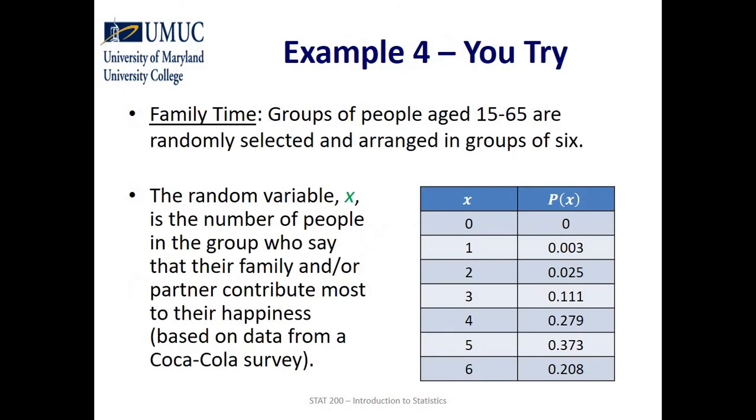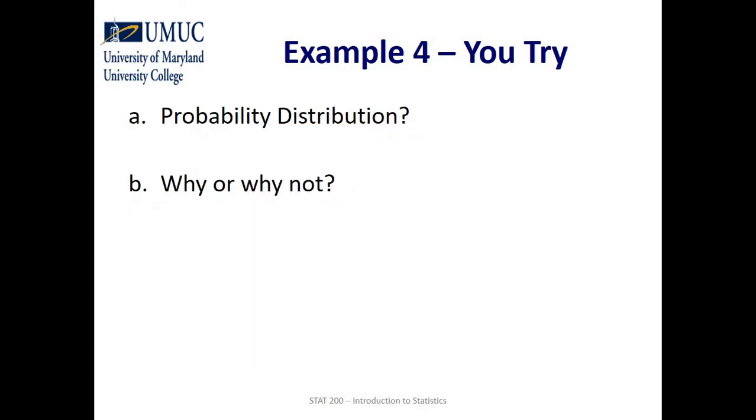So here's an example I want you to work on. Family time. Groups of people aged 15 to 65 are randomly selected and arranged in groups of 6. The random variable x is a count of the number of people in the group who say that their family and/or their partner contribute most to their happiness. This is based on a survey from Coca-Cola. Okay, so I want you to take a look at it, and I want you to answer the questions that we looked at before. So first off, is it a probability distribution, and why or why not? So go ahead and pause the lecture and work through that.